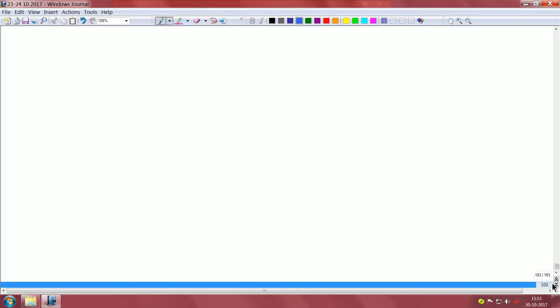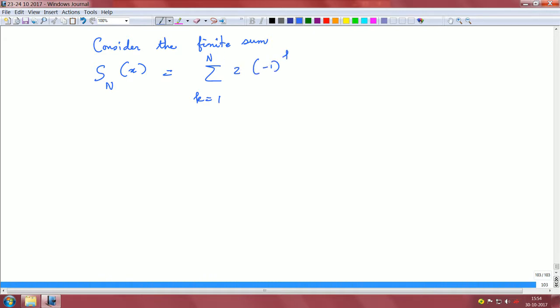Okay. So, now let us look at the finite sum case. So, capital N, instead of being infinite, is now finite. That means, I take the first capital N terms in the Fourier series expansion, and then I compute.